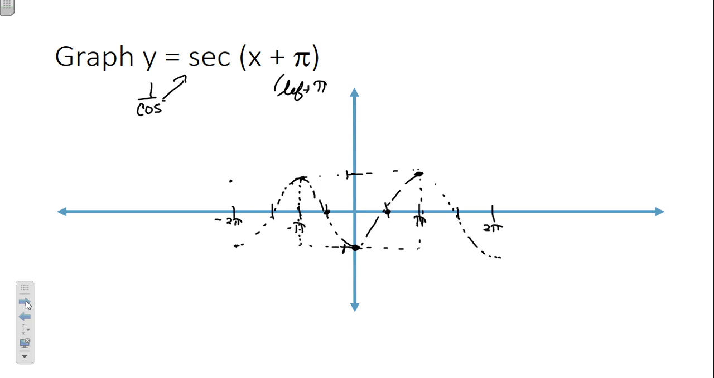So let's put our asymptotes in. Anywhere we see zeros, we make asymptotes. Yep, because remember we shifted our cosine left pi, so that's going to shift our secant left pi as well. Make sense? If you shift that parent function to the left, that's going to help you with the reciprocal function. Okay, so now we should have something that looks like this.